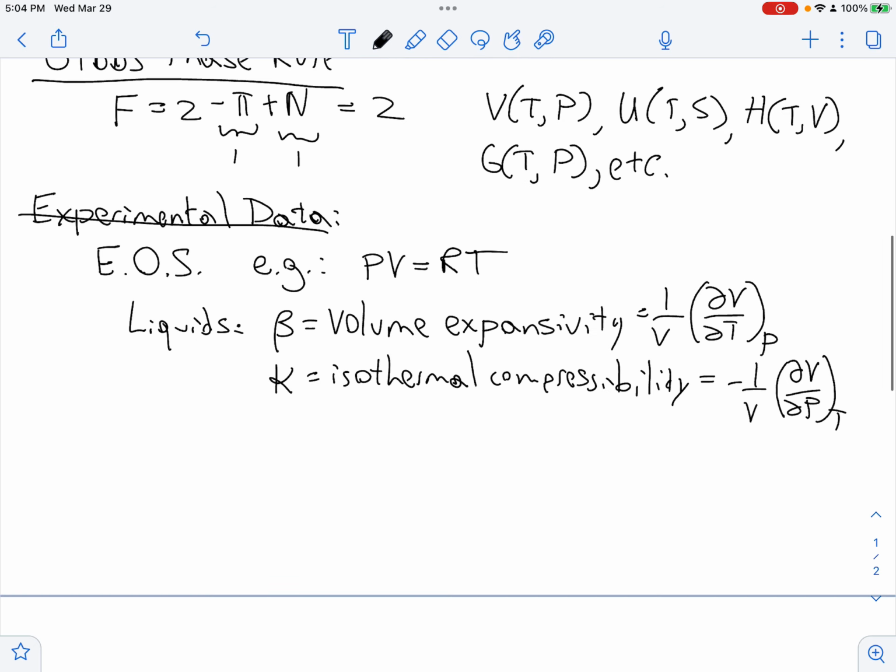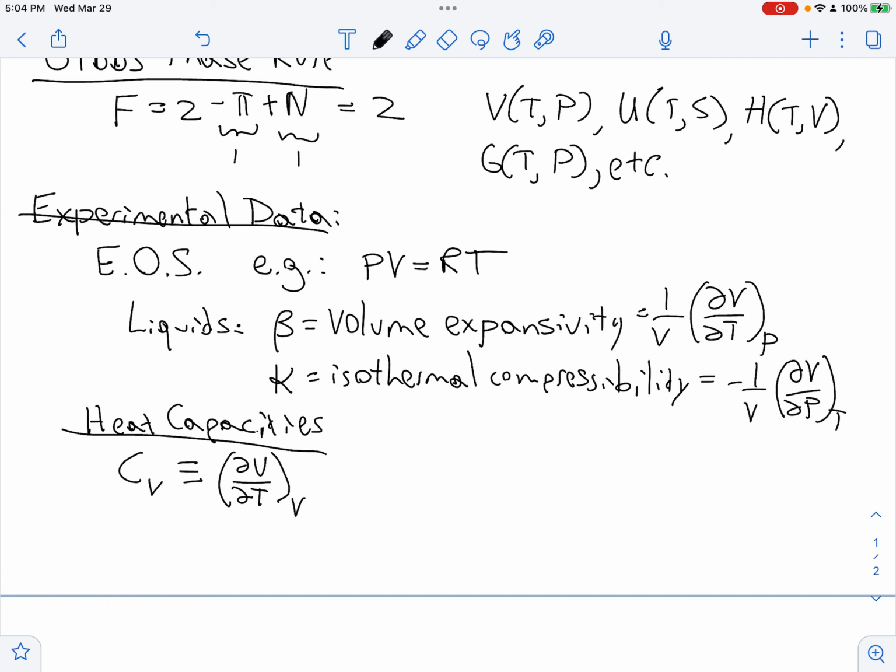So what else represents experimental data? There's heat capacities. Now, heat capacities refer to how much energy corresponds to a certain change in temperature. Remember, temperature is something you can measure, but it is not an exact measurement of energy. It's more like the currency with which different objects exchange energy. So CV, constant volume heat capacity, is dU dT at constant V, and CP is dH dT at constant P.